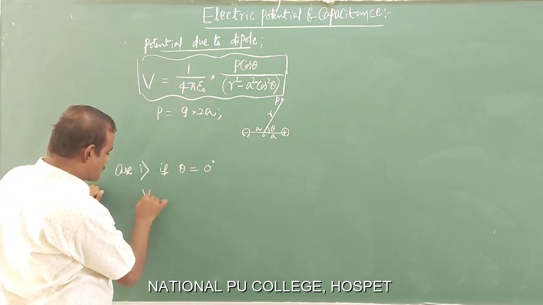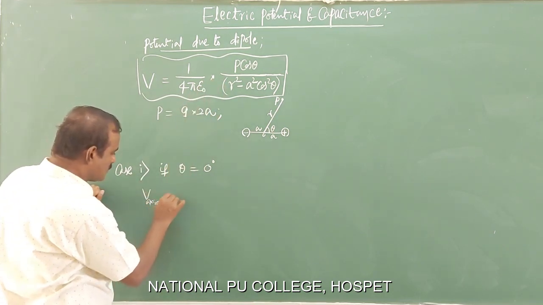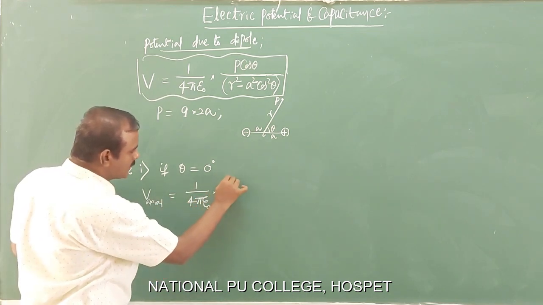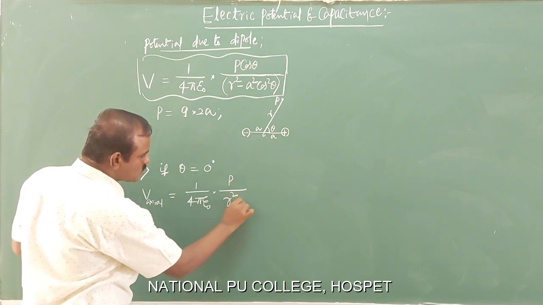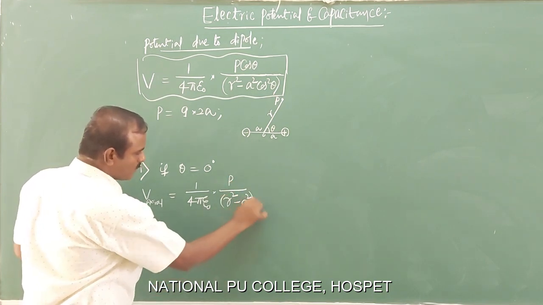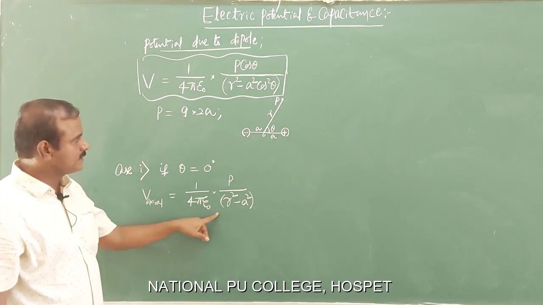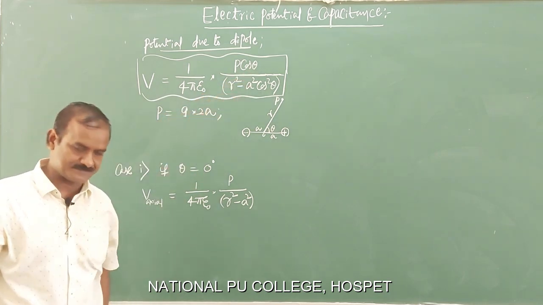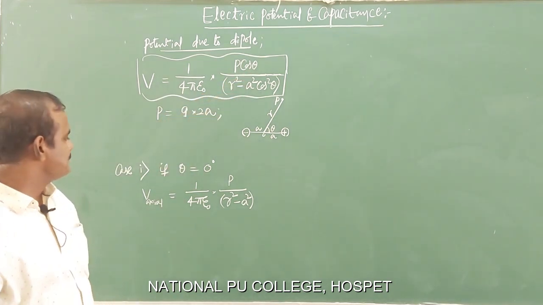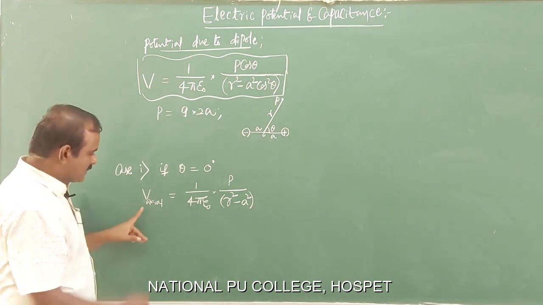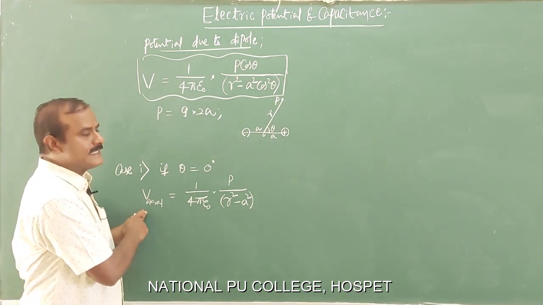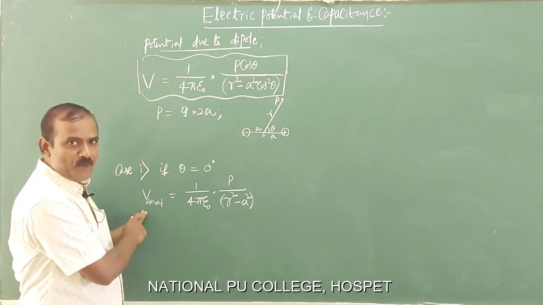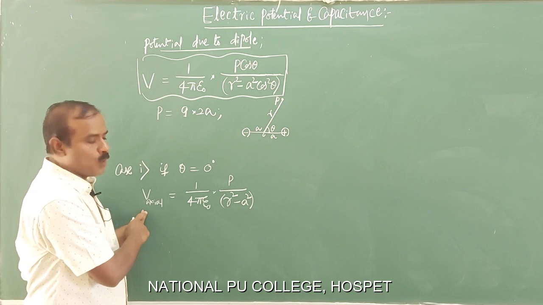Then the formula becomes V on the axial line, which will be 1 by 4 pi epsilon naught into cos 0 degree, 1, p divided by r square minus a square. Look at this: cos square 0 is 1, cos 0 is 1. Hence, in the same formula, this would be the potential at a point on the axial line of the dipole.